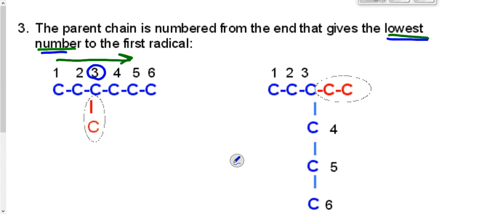It is the same with the second example. Again, I could number from left to right or starting at the bottom. But this is the direction that gives the lowest possible numbering. We always want to give the branches the lowest possible number. Let's put this all together now.